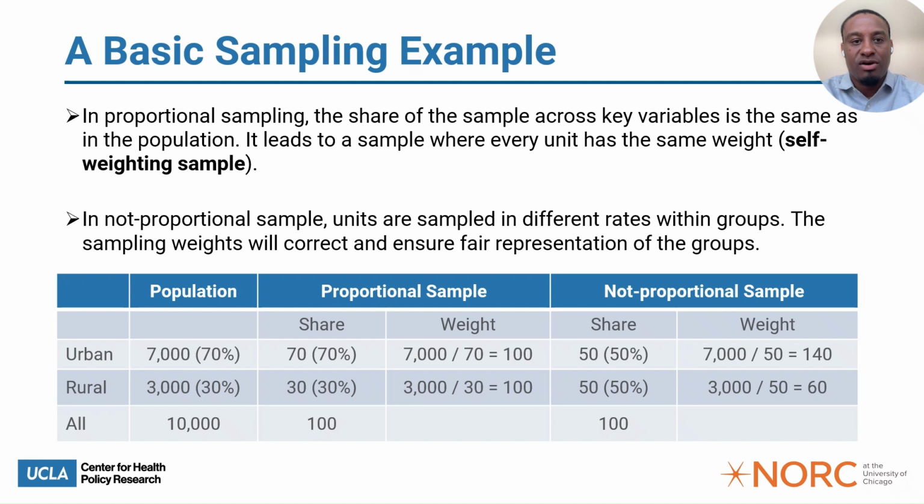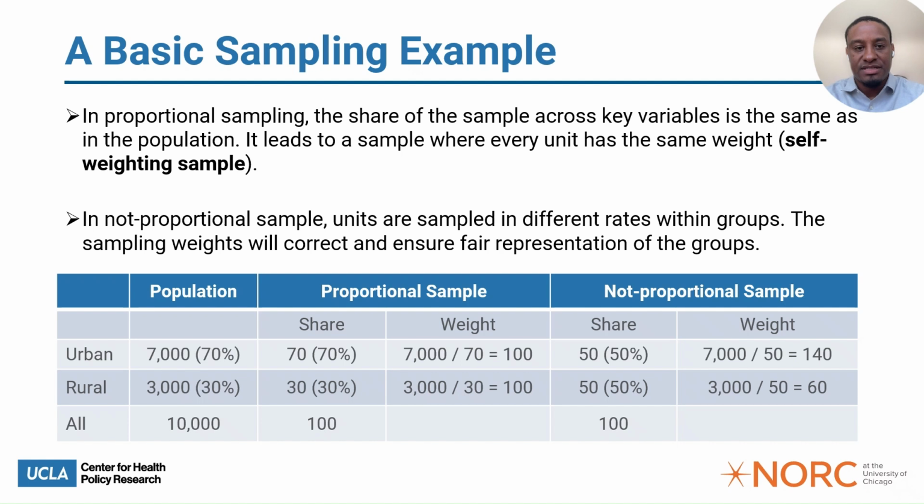Let's make this more concrete with a basic example. We are going to compare a proportional sample to a not proportional sample to better understand the weighting calculation. So here we assume a population of 10,000 people. 7,000 live in urban areas and 3,000 live in rural areas, giving us a split of 70 versus 30%.